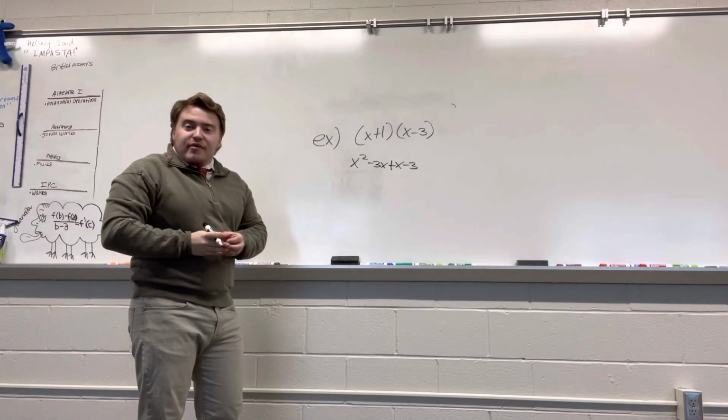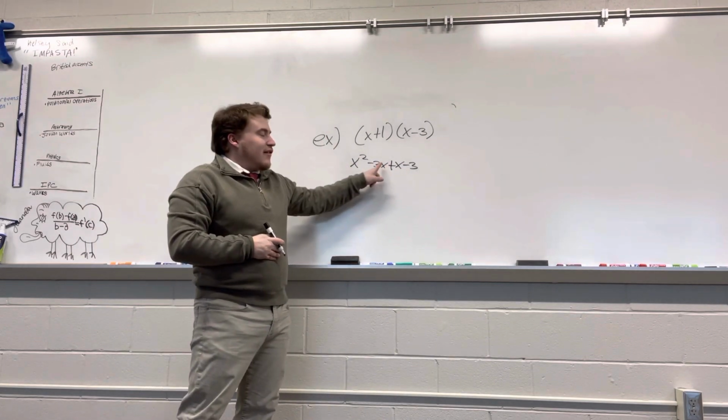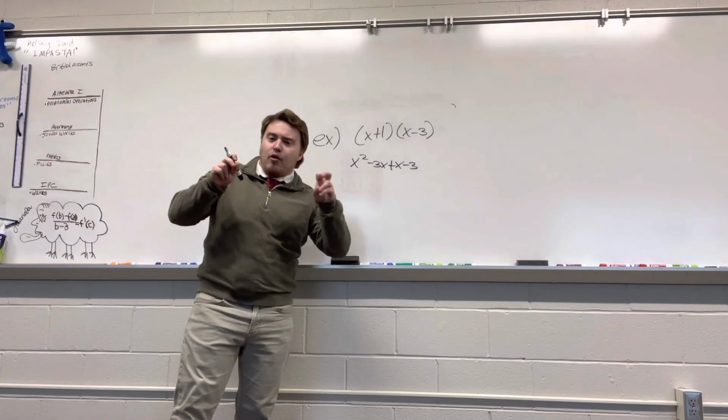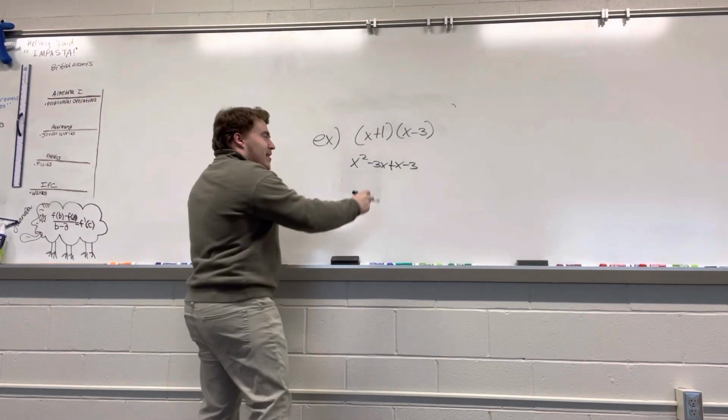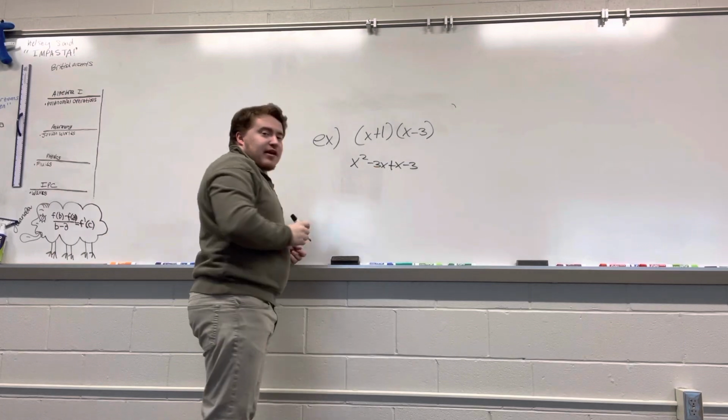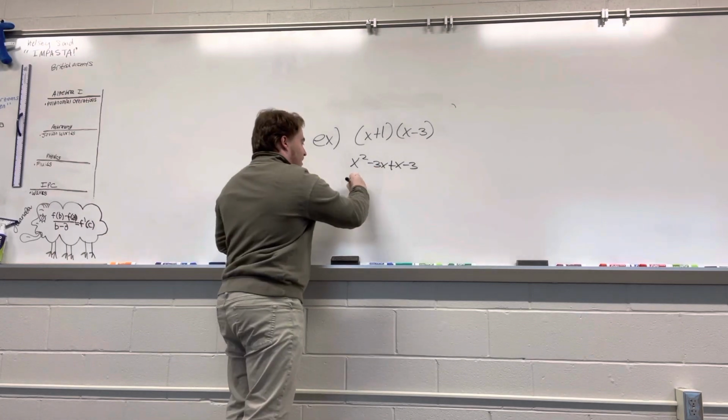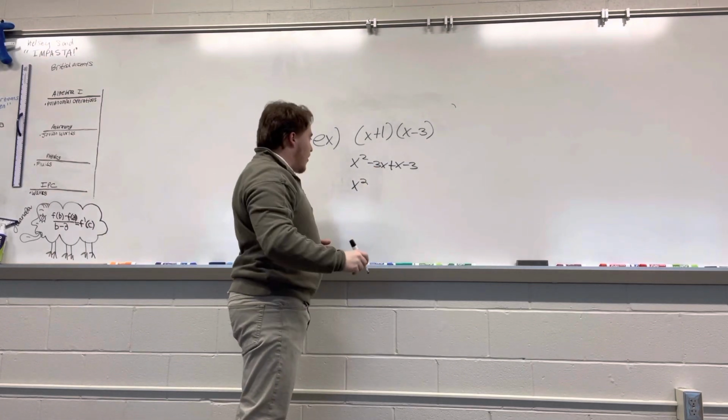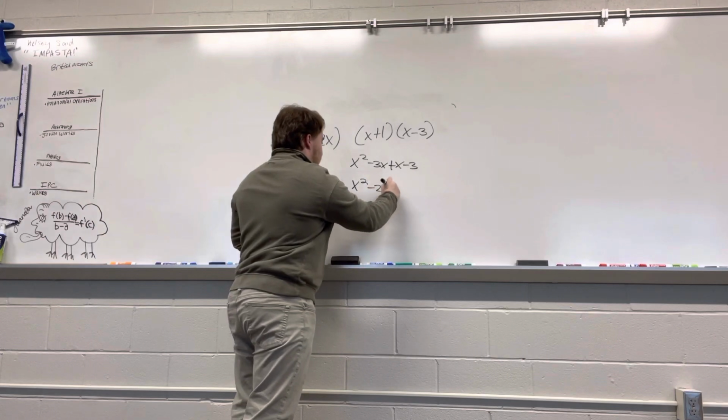The only like terms we have to combine are these 2 middle ones. We typically call these the cross terms. And -3x plus x gives -2x, meaning that the final answer here is x squared minus 2x minus 3.